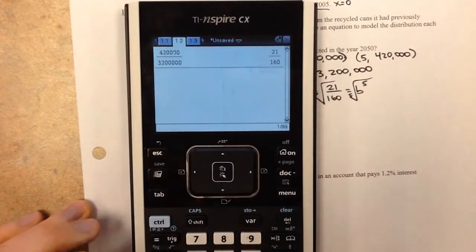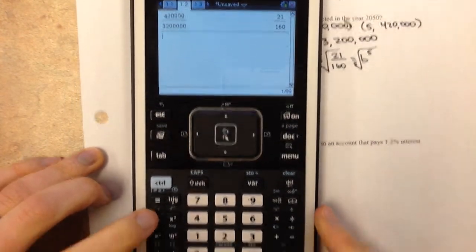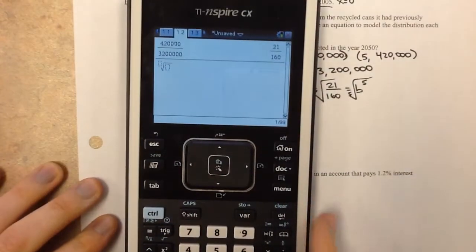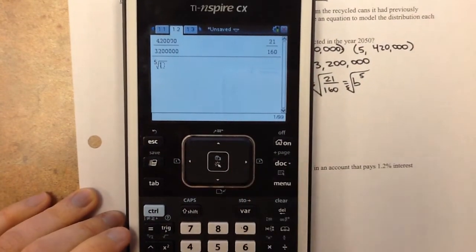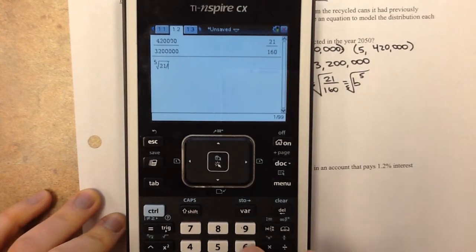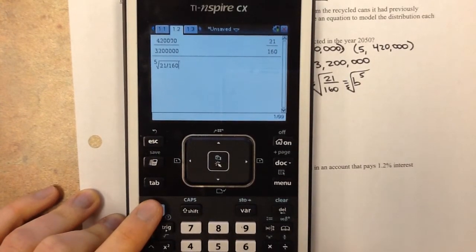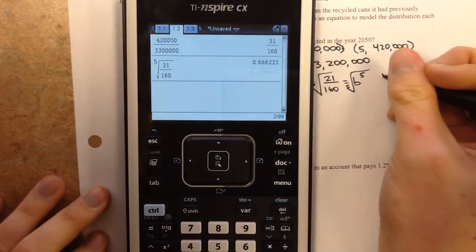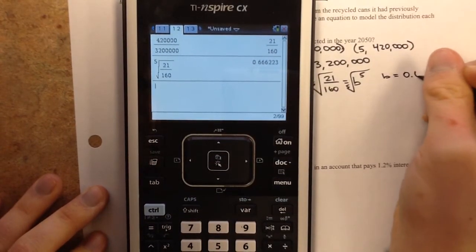To do that, the fifth root is over here, a couple over from the 4, so you have to hit control first to get a different index. We're going to take the fifth root of 21 divided by 160. We can round to 2 decimal places, so b equals about 0.67.